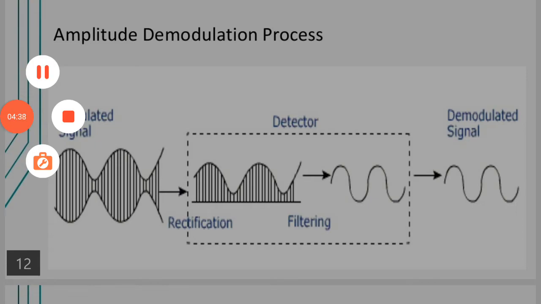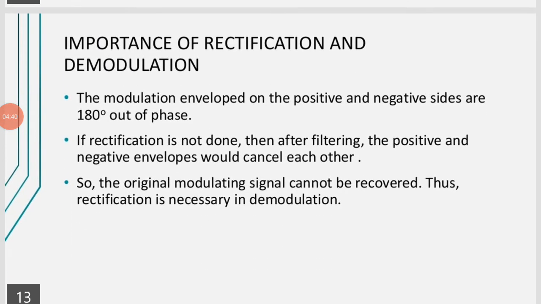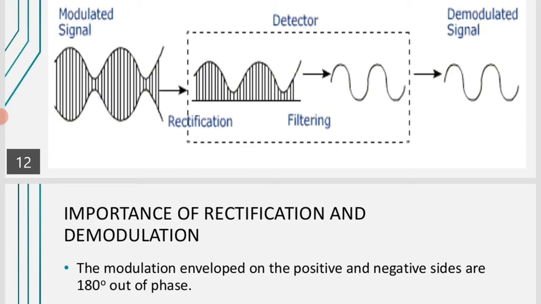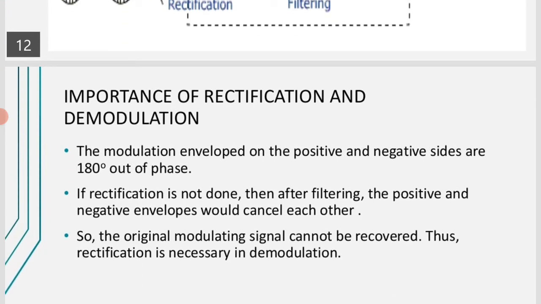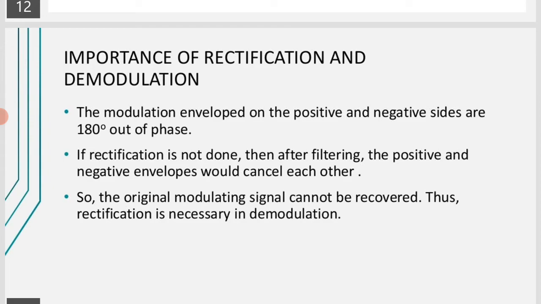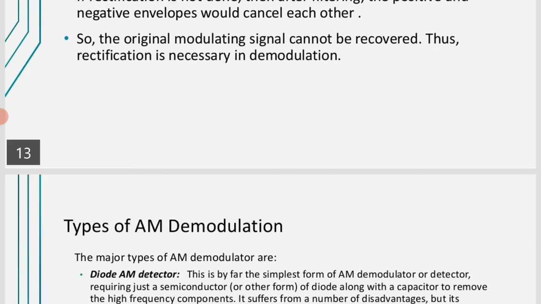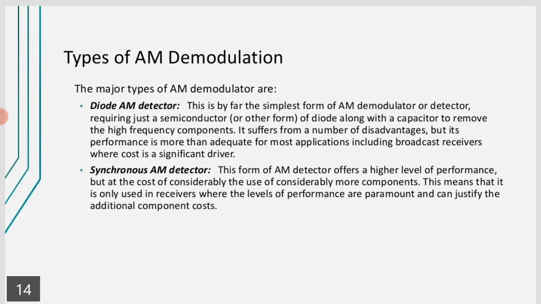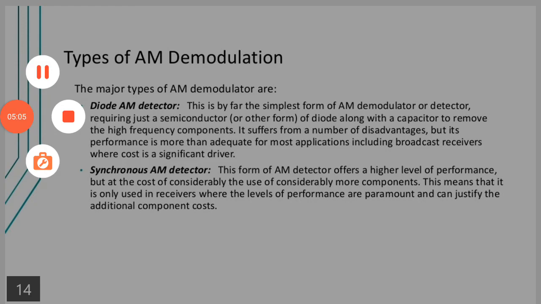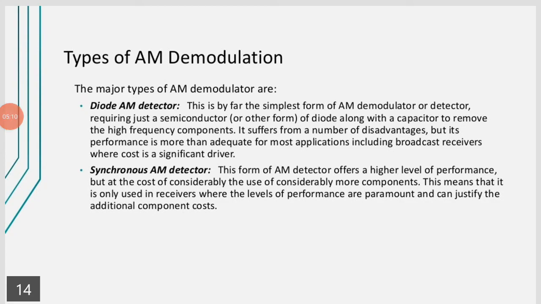After that we saw the importance of rectification and demodulation, where these two blocks are used in the detector. After that we saw the types of demodulation: the diode AM detector and the synchronous AM detector. These are the two types of AM detector we saw, and after that we saw this demodulation process completely.